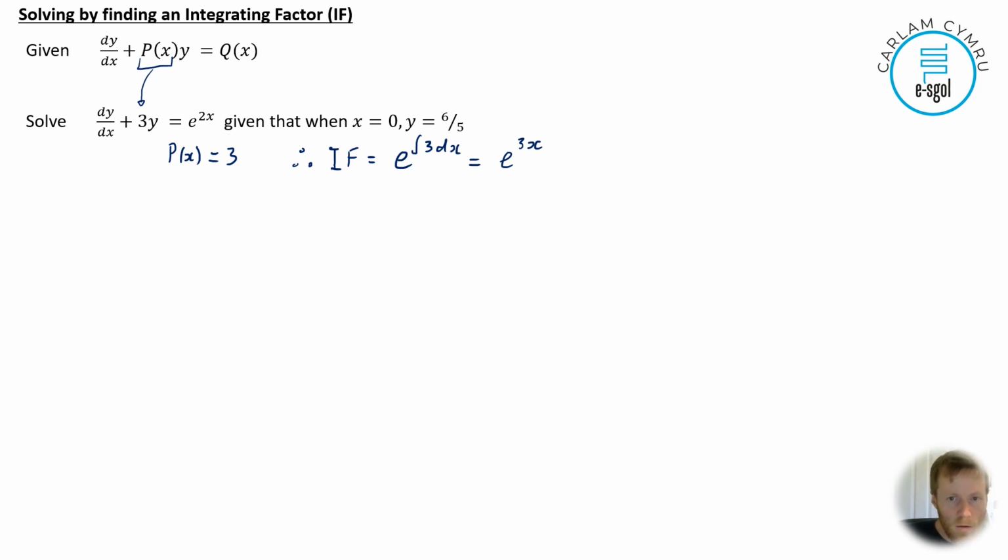So I need to multiply everything here by e to the power of 3x. That's going to give me e to the power of 3x dy over dx plus 3 e to the power of 3x y equals, so we've got e to the power of 2x, and I'm timesing it by e to the power of 3x, so I'm adding the powers, e to the power of 5x. Okay, so I've timesed through everything there by e to the power of 3x.